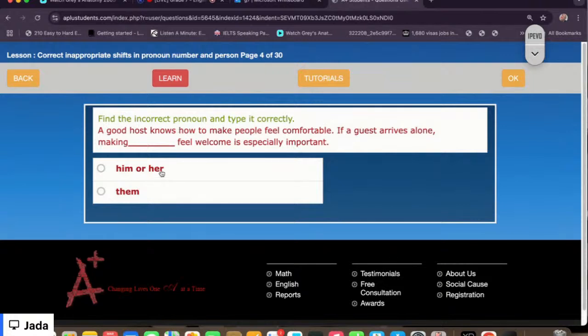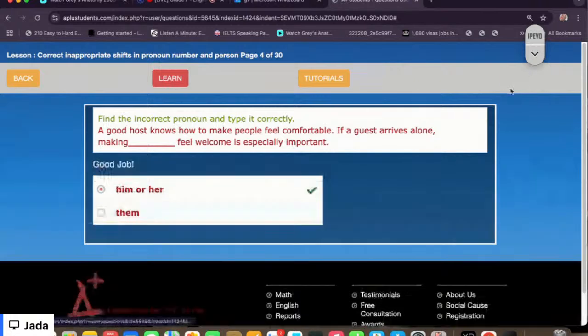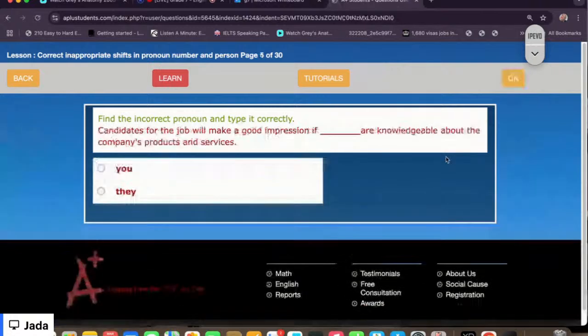Alright, so we would have the words him or her because it's talking about a guest now. So it could be any of the guests, a male or female. Candidates for the job will make a good impression if dash are knowledgeable about the company's products and services. So you or they, what do you think?